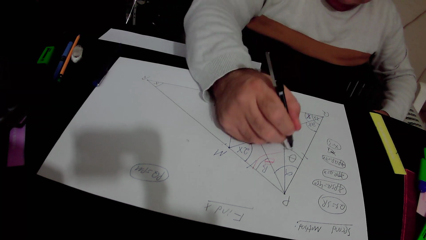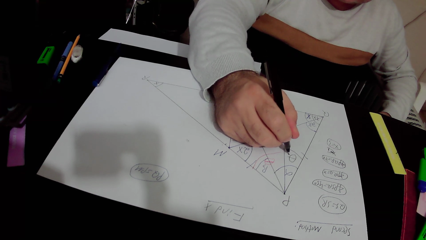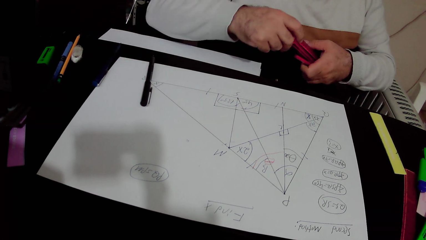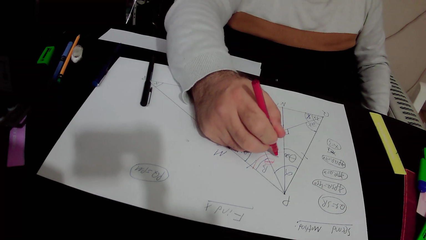Here we can write down that theta equals 2 beta, and here also theta equals 2 beta.